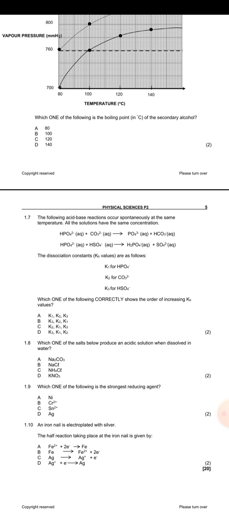So when you look at reaction number 2, HSO4, what happened to it? It went from HSO4 minus to SO4 2 minus. So it actually donated a hydrogen. So if it donated a hydrogen, it means it's also acidic. So now if it is acidic, what does that tell us? It means that its Kb value needs to be less as well.